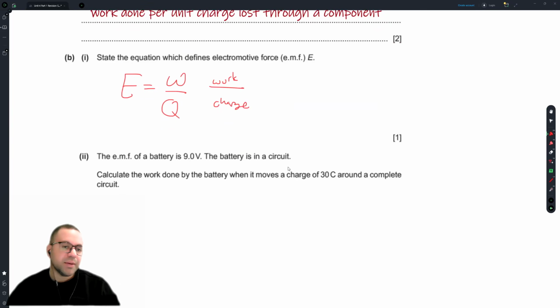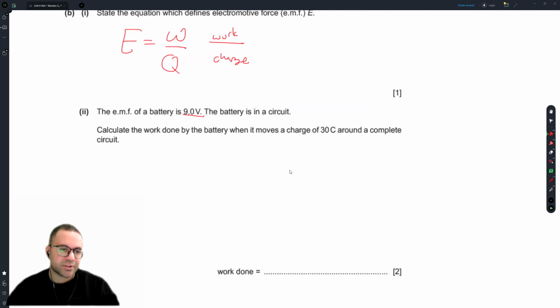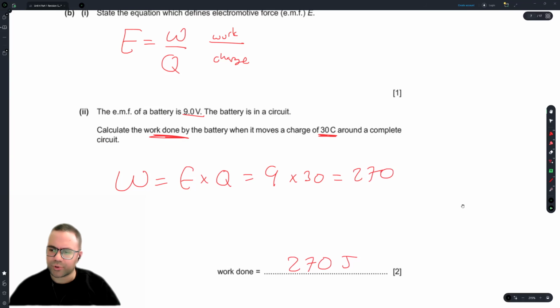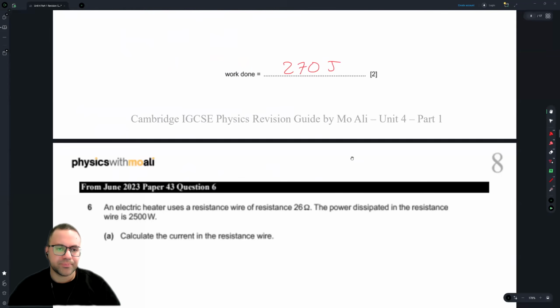Next. The EMF of a battery is 9 volts. The battery is in a circuit. Calculate the work done by the battery when it moves a charge of 30 coulombs. So this one's easy. Work is EMF times Q. So 9 volts times 30 coulombs, which gives me 270. Yes, 270. This one's easy. Direct, to the point. Moving on.